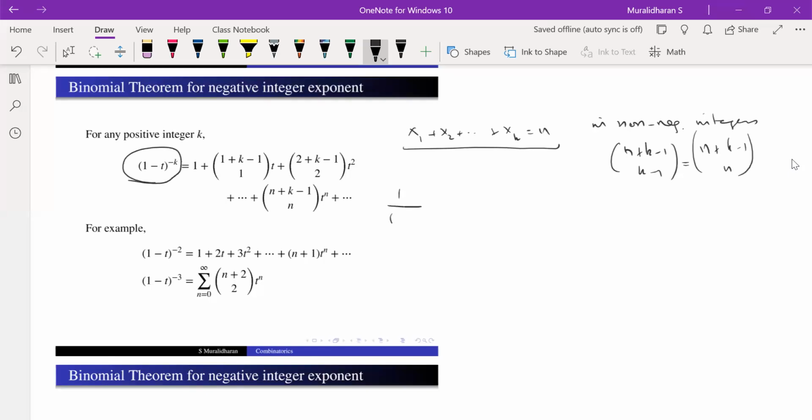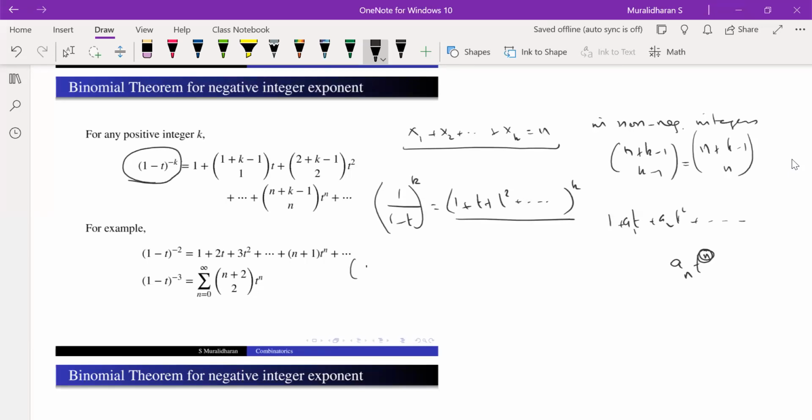because my 1 by 1 minus t, I can write it as 1 plus t plus t square and so on, using a geometric progression. So if I just want the power k, I will have this power k. This power k will be a sum of 1 plus a1 into t plus a2 into t square. All of them are coefficients. Suppose I have the coefficient an into t power n. When will the coefficient of t power n come?